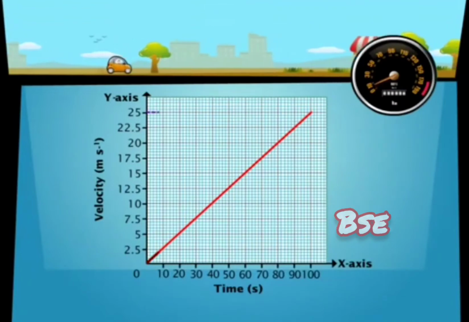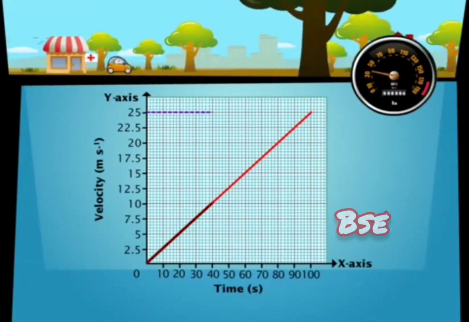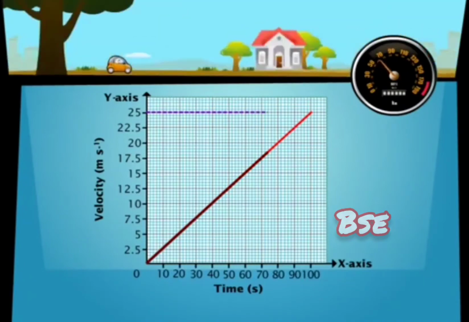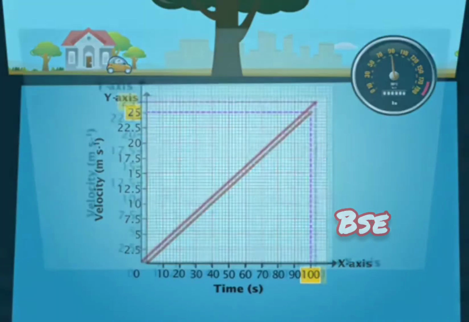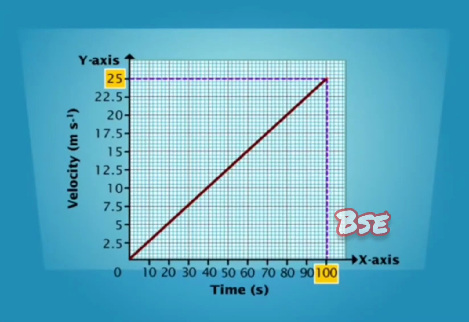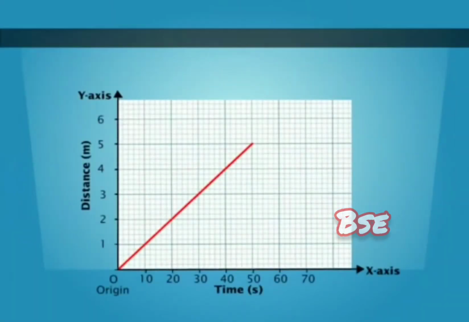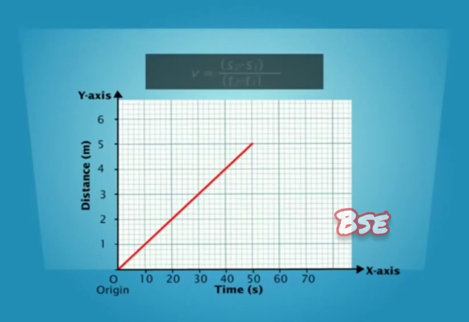The graph tells us that the car's velocity increased uniformly from 0 to 25 meters per second in 100 seconds. Graphs are useful because they allow us to infer a variety of information from them. A distance time graph tells us about the distance covered by an object during a span of time. It also allows us to deduce the speed of the object during a given time interval.